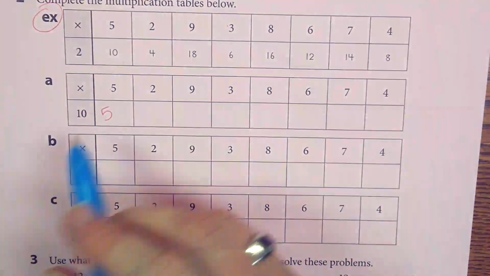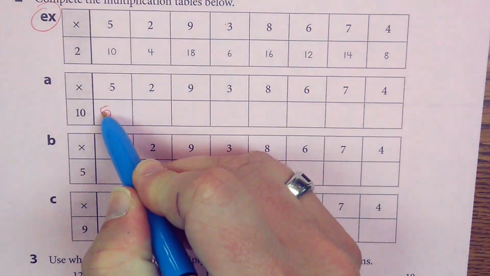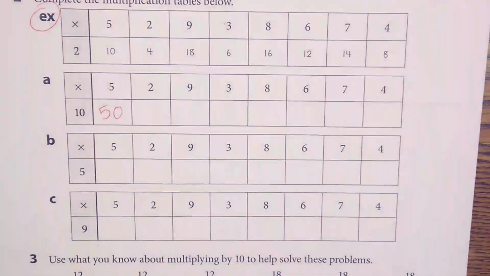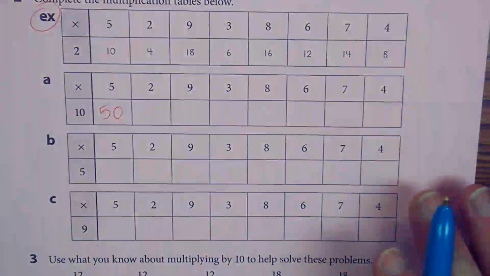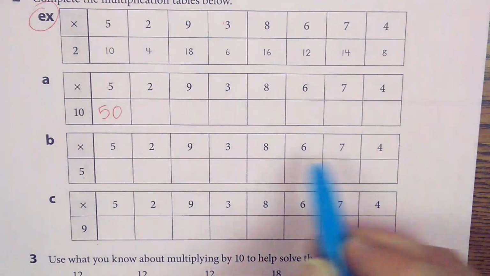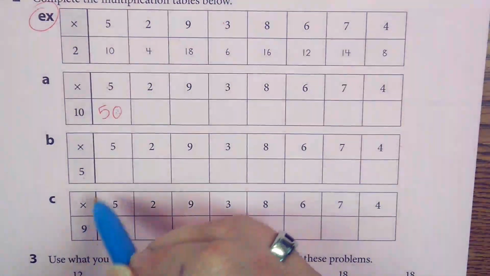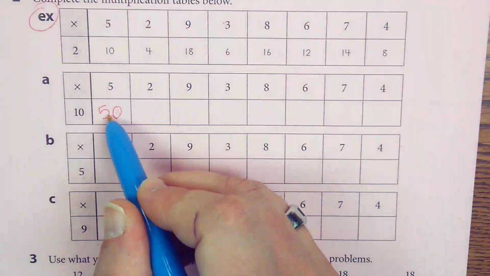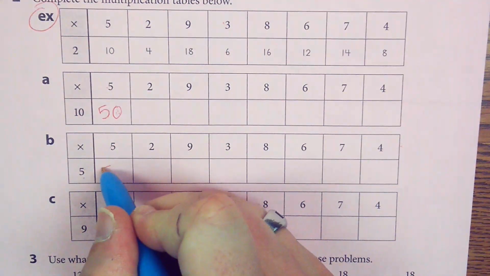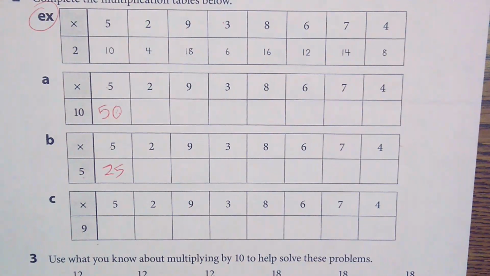Hopefully you remember that when you take any number times 10, the answer is that number with a 0 placed on the end, right? When you go into the next row, taking 5 times all of these numbers, which should be half of what this is, right? Because 5 is half of 10, so whatever this answer is, it must be half of this. So 5 times 5 is 25, which is half of 50, okay?